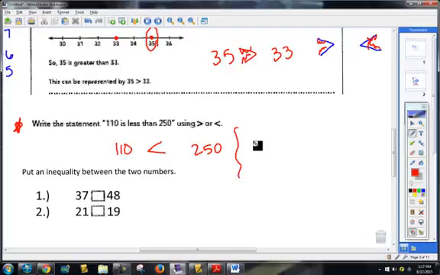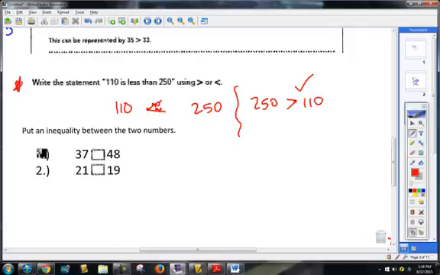Just so you're aware, though, could I also write it like this? I hope you're all saying yes. Because either way you write it, saying 110 is less than 250 is the same thing as saying 250 is greater than 110. It's still trying to eat the 250. The little skinny end is still facing the 110. Okay? You go ahead and try these two. Pause the video and try these two real quick.